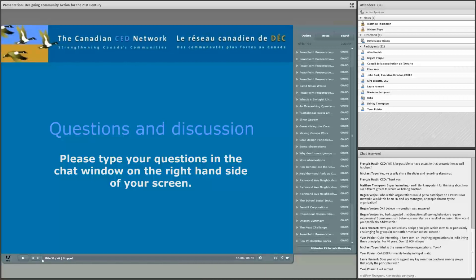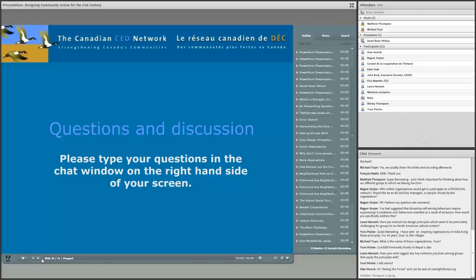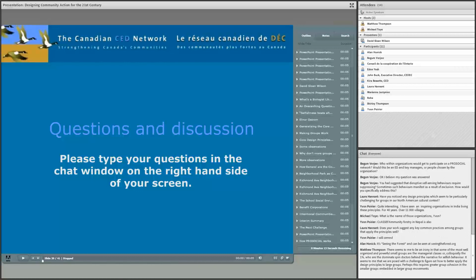And as you also mentioned, each of those principles is contextual, so it gets applied differently. And so learning from what's worked, or how other people have adapted and applied some of those design principles, I think, would be very helpful for people on the ground. That comes to Laura's second question there. Any key common practices among groups that apply the principles well?